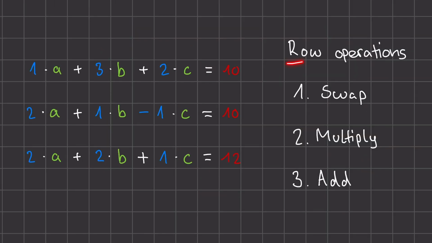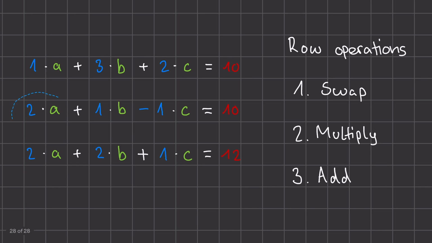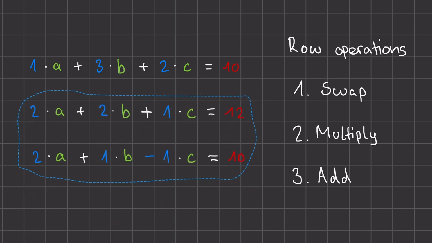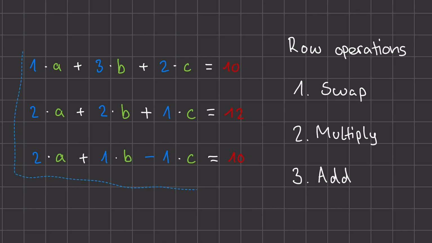Now, there are certain operations which you can apply on the system of equations which do not change the underlying information. One of these is the swap operator. The swap operator would just change the order of these equations. So for example, the second equation here can just be put into the third spot, and this would still include the same information as before.